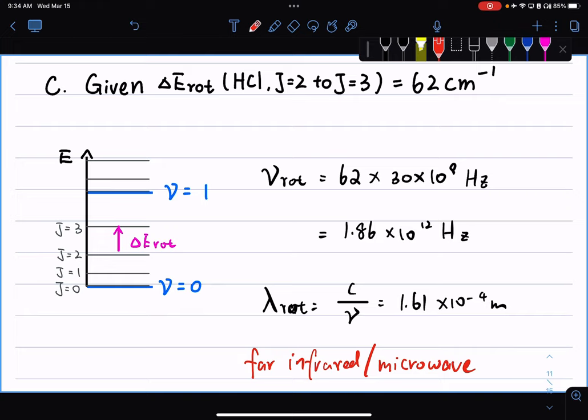All right, so these are some of the examples we did. Again, it's relatively surface level, but know what it means by each delta E, how to label them on a diagram, and how to translate the wave number to the actual spectral region and tell us what kind of laser we should be using.